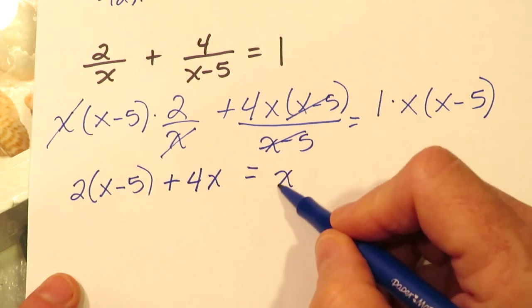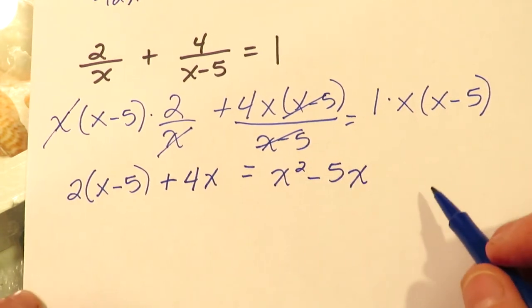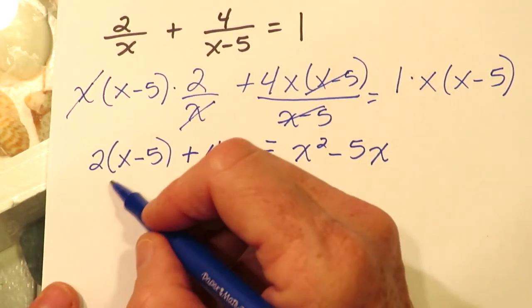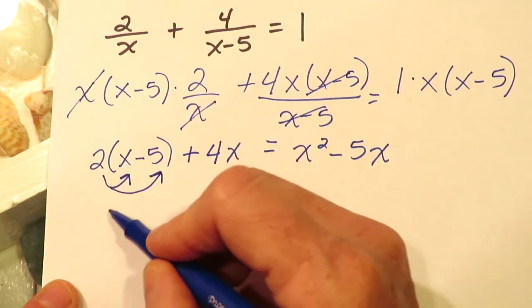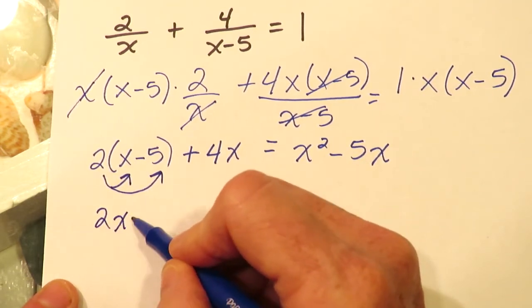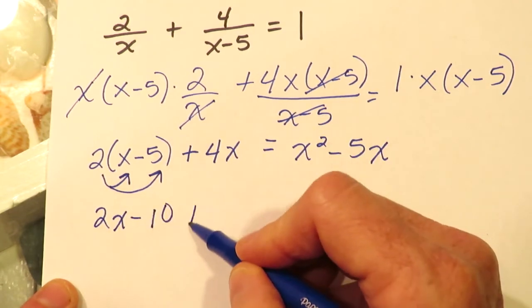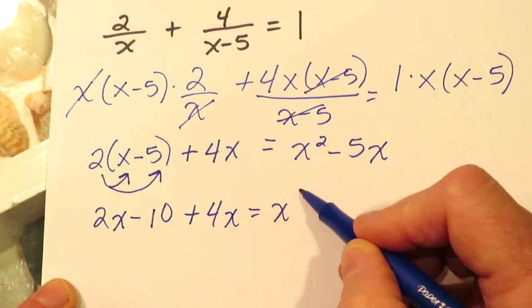And on this side, I get x squared minus 5x. So I no longer have linear because x is being squared. It's now a quadratic. But let's see what happens. 2 times x. Again, I'm able to distribute because I technically have a power of 1 there. If there was not a power of 1, I would not be able to do that.